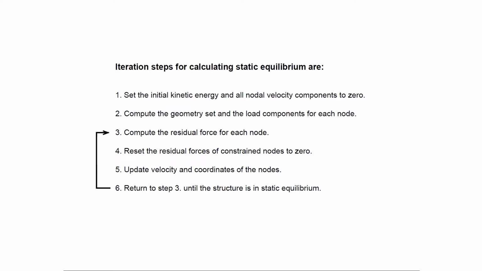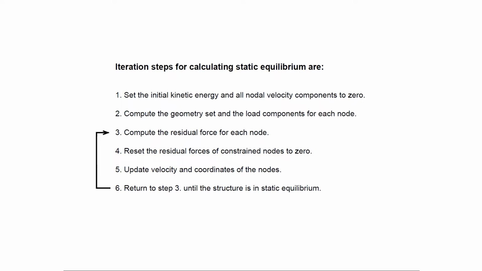Then it says here compute a residual force for each node. So there are forces that act on a node, and you just sum up these forces. In the ideal case, you will get 0, but at the beginning you will not get 0. You will get some other number or some other vector quantity. This is called a residual force. So what is left when you add all the forces?